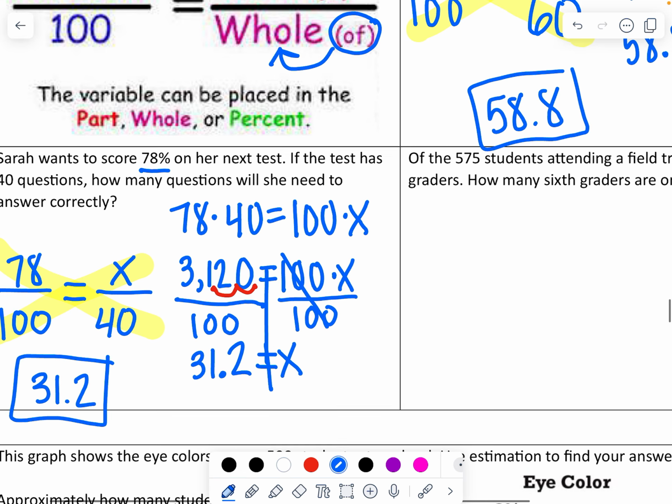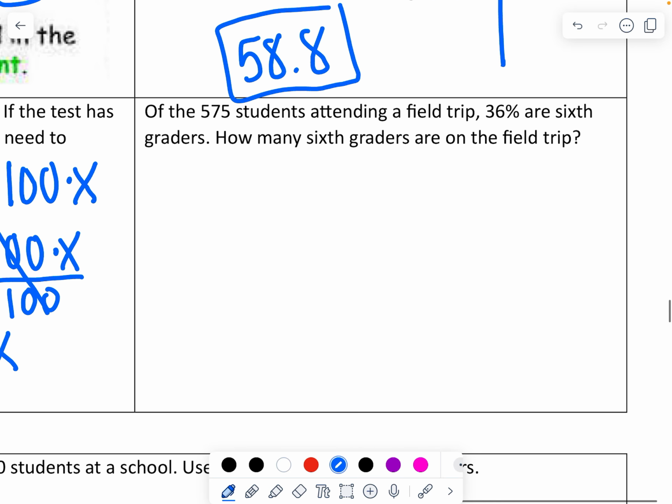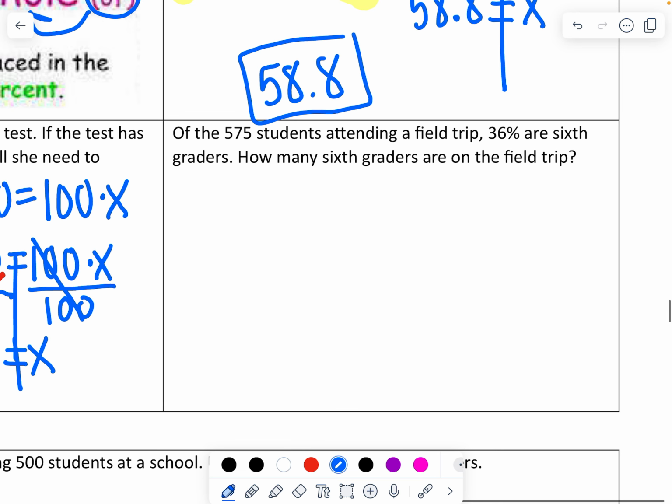Okay, on this next one. Of the 575 students attending a field trip, 36% are sixth graders. How many sixth graders are on the field trip? When I set this up, the first thing I notice is the percent. I know that the percent is going to be with the 100, so it's going to be 36 over 100. And I have to figure out the number that it gives us.